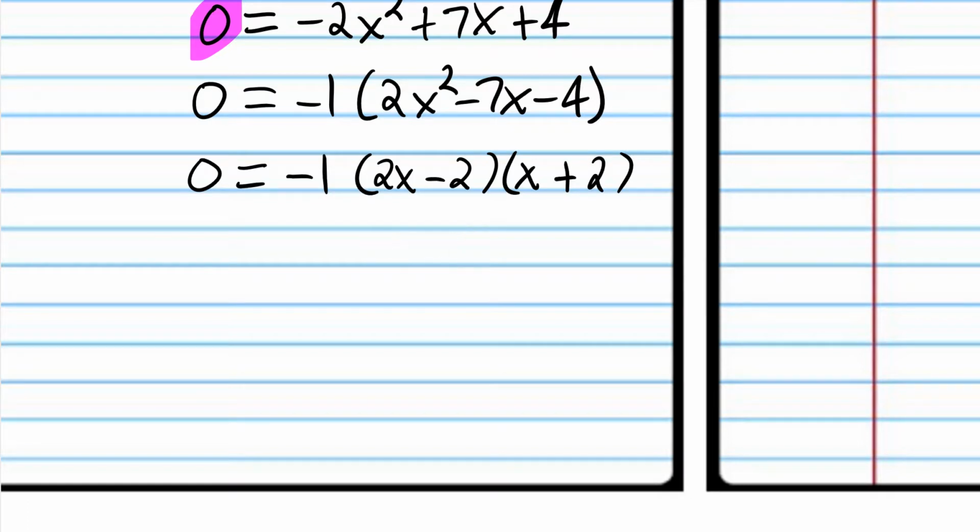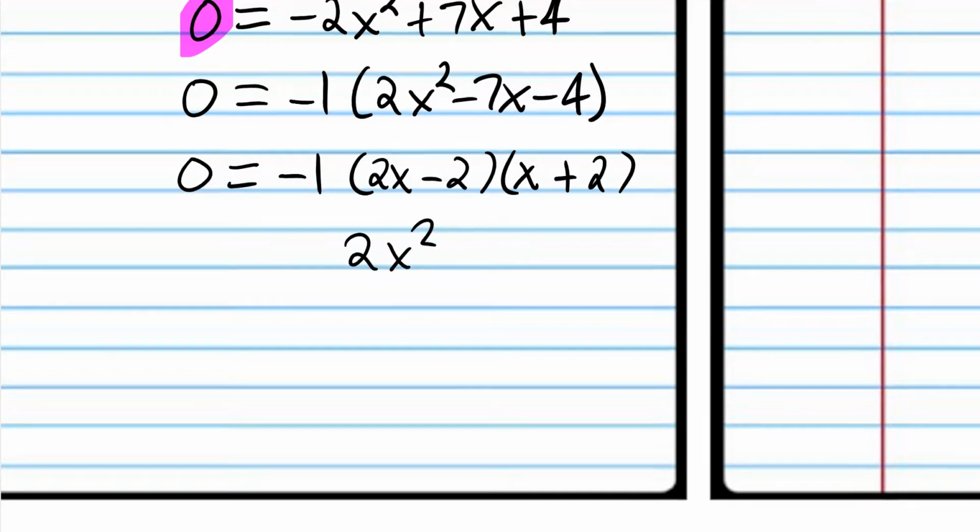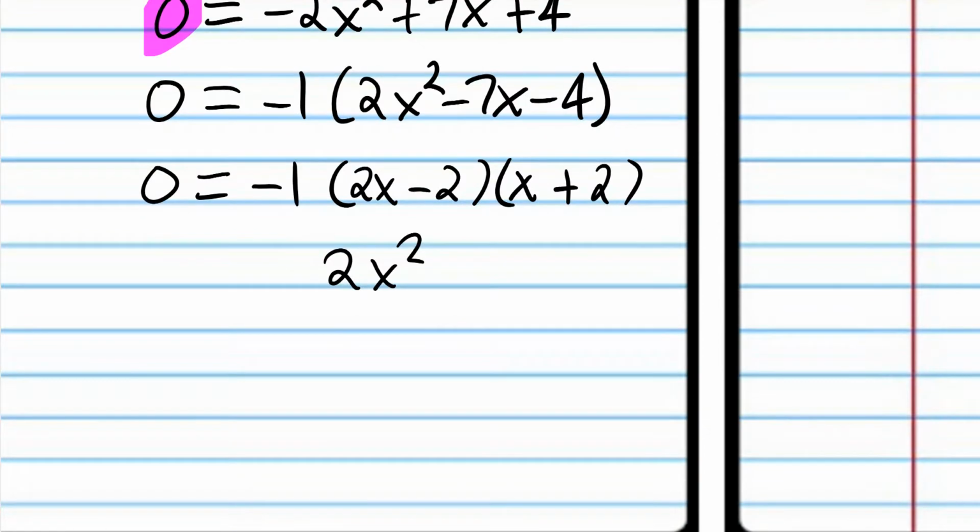operation, or the acronym. We're going to do 2x times x is 2x squared. And we don't have to do the whole FOIL. We just have to do O and I. But just to show you, or to help you review the algorithm, I'm going to do the whole thing. And now we do O of FOIL, which is 2x times 2, which is 4x. And then we do I of FOIL, which is negative 2 times x is negative 2x. And then we do L of FOIL, which is negative 2 times 2, which is negative 4.